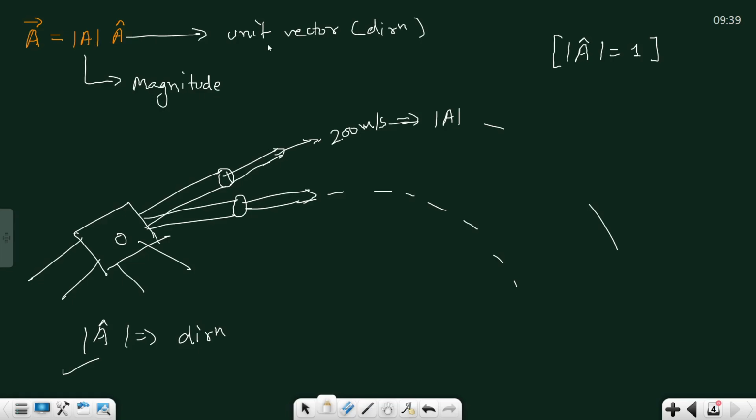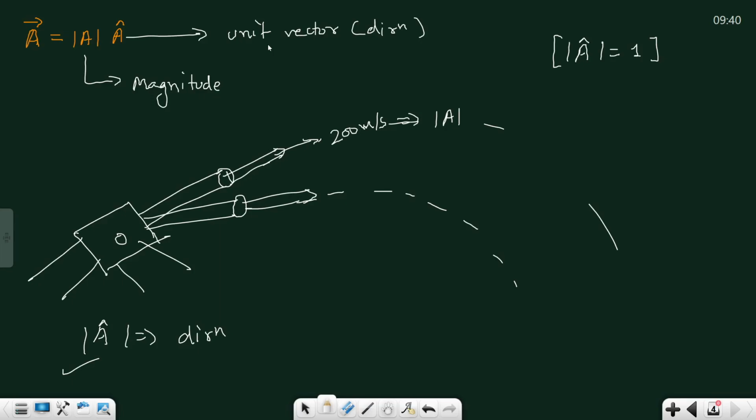बोलो भाई, clear है? Yes sir. A vector will be made up of two components. One is magnitude and another is unit vector. The role of unit vector is to give the direction, and the role of magnitude is just to give the magnitude to the vector, because magnitude of unit vector will be 1.